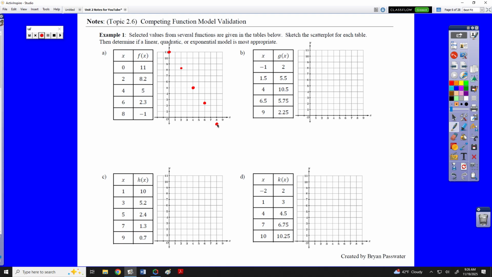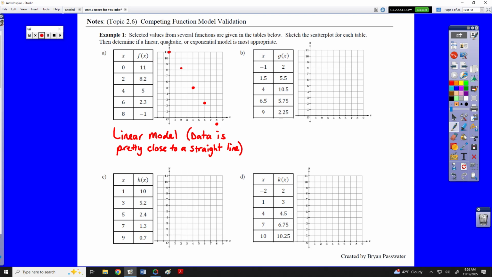Now, looking at that data, it is pretty clear that a linear model would be the most appropriate, as the data is just about a straight line. So we should be using a linear model on letter A.